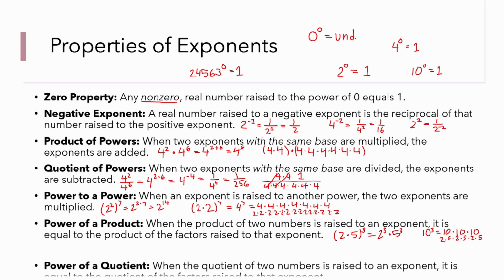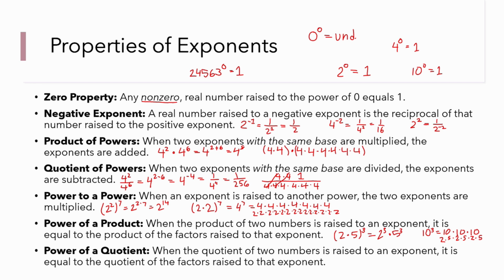We also have the power of a quotient, which is once again the inverse of the previous property. When the quotient of two numbers is raised to an exponent, it is equal to the quotient of the factors raised to that exponent. So, a prominent example is fractions. When you multiply fractions, you multiply the numerators together, and then you multiply the denominators together to get the numerator and denominator of your product, right?